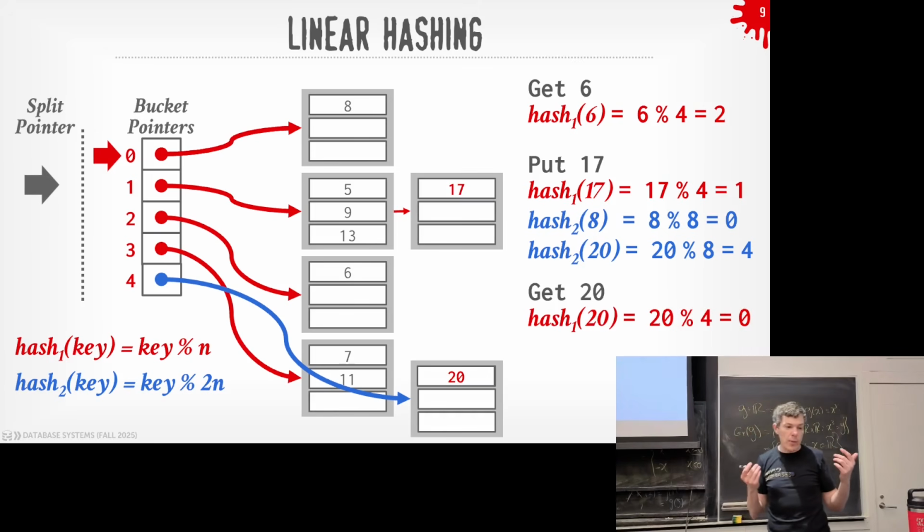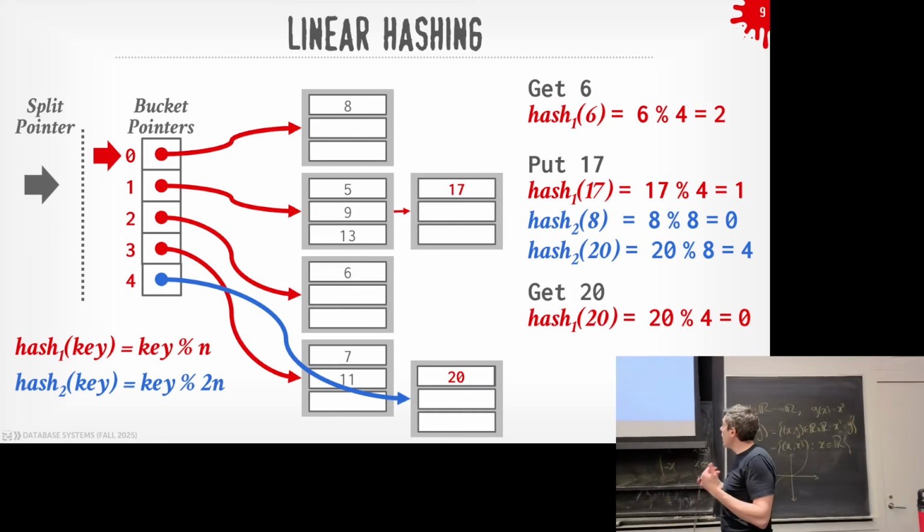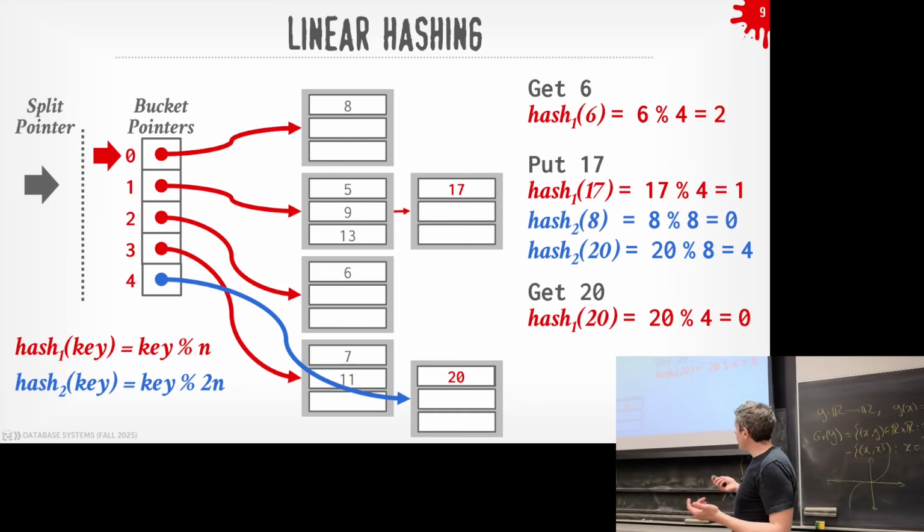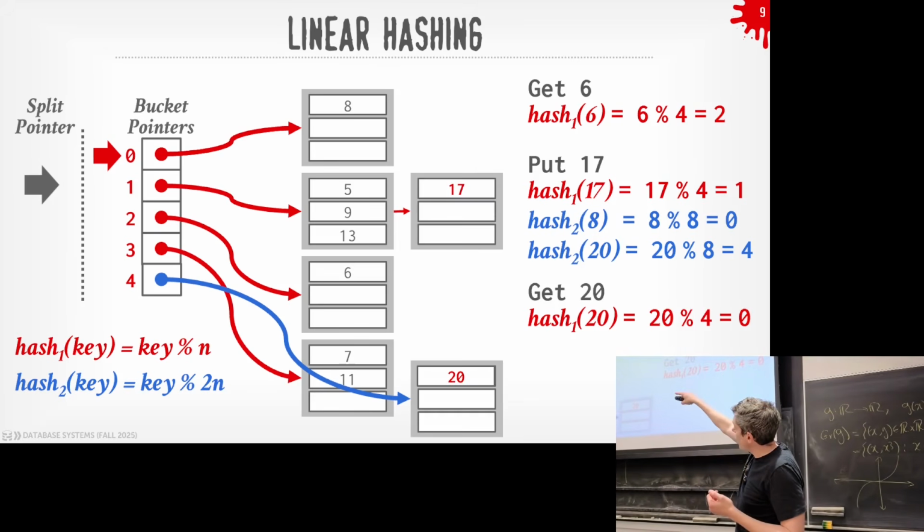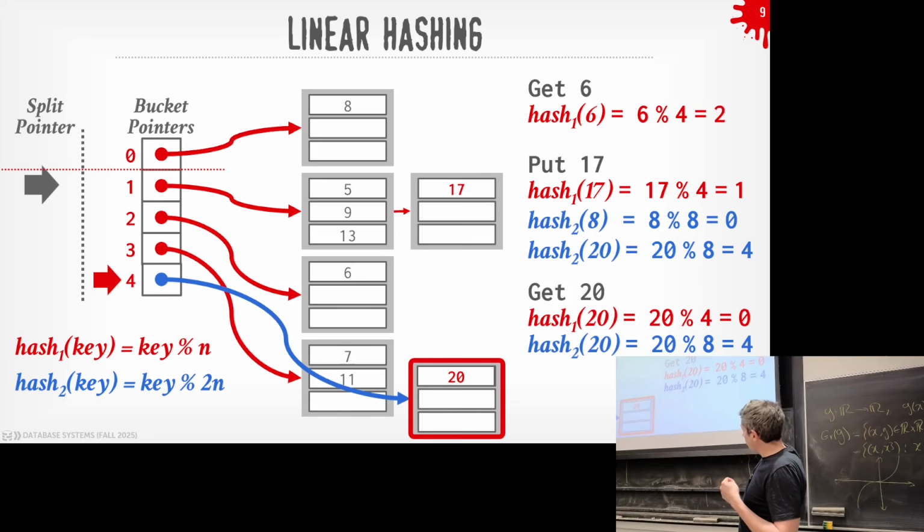And now when I do a lookup on 20, 20 mod 4 is 0. So when I do my first lookup, I see that the first hash function gives 0. Well, the split pointer is now pointing at 1. So since 0 is less than 1, I know that I've already split that bucket. So to figure out where 20 actually is, I have to hash it again with the second hash function, and then I'm going to land at the location that has the key that I want.